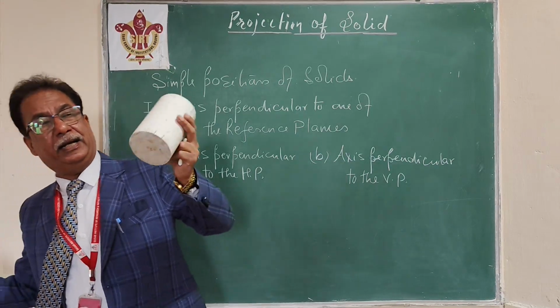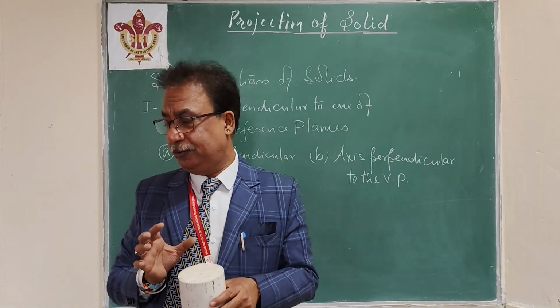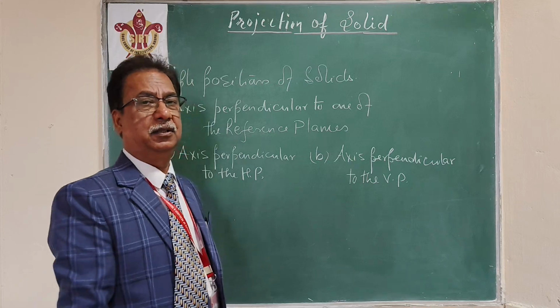In the case of a cylinder, again we have two circular bases, and the axis is the line perpendicular to the bases. So these are the basics about the shapes of solids.